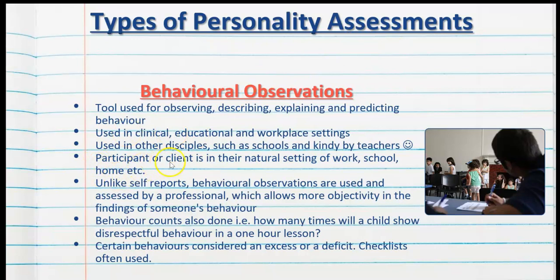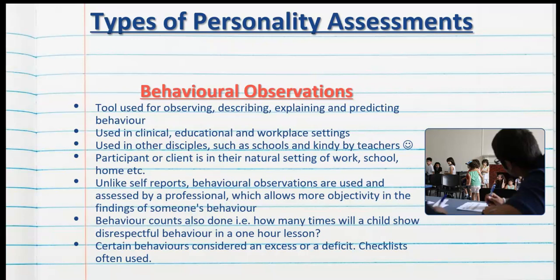So the participant or client is, again, in their natural setting of work, school, or home. And unlike self-reports, behavioural observations are used and assessed by a professional, which allows a little bit more objectivity in the findings of someone's behaviour. So we know that self-reports can obviously have bias and too much subjectivity. Behavioural observations can be a more objective way of finding out about someone's behaviour.